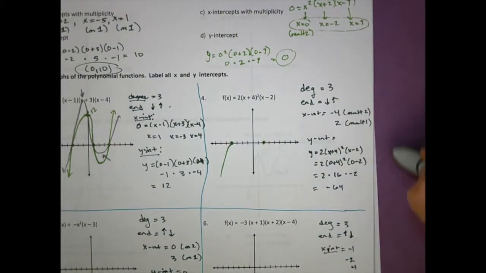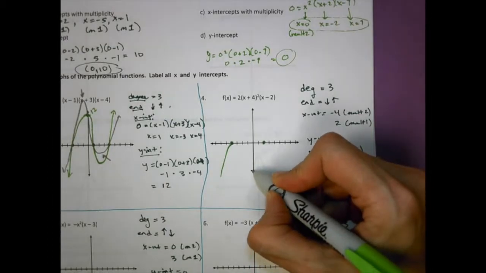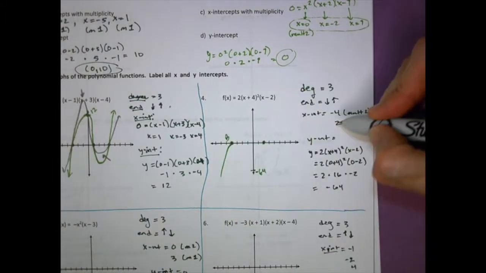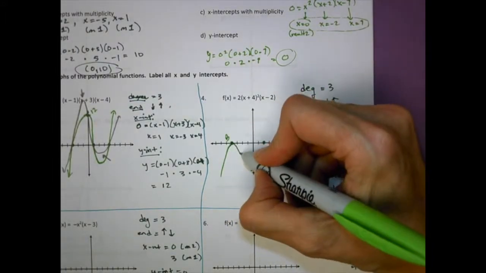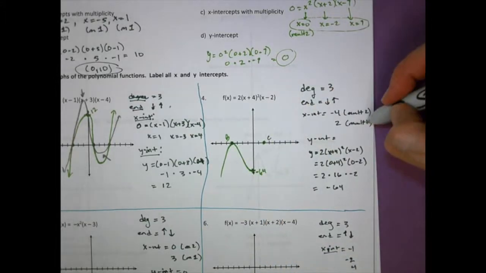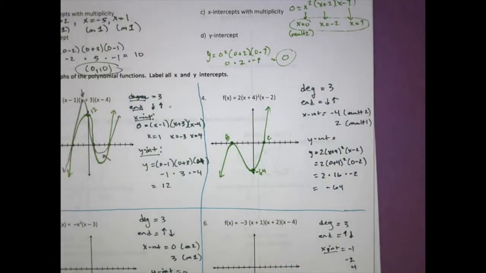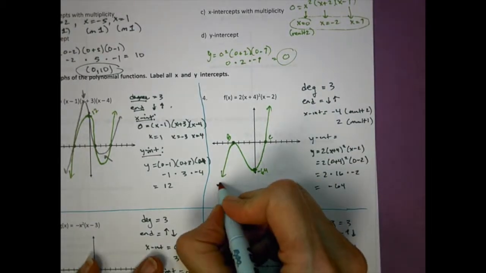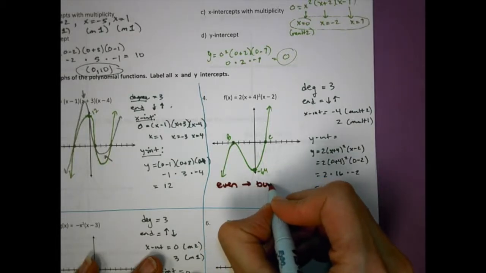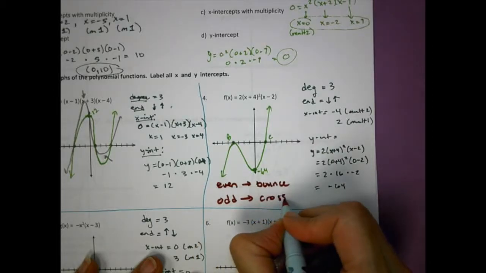Oh, I forgot to put the y-intercept. The y-intercept that I worked out was -64, so very low. I'm just estimating, hey, that looks like -64. And it bounces right here off this multiplicity 2 spot, comes down and hits that y-intercept, and then it's going to cross here because we had an odd multiplicity. And so this would be the graph. So just to remind yourself, an even multiplicity bounces off the x-axis, and an odd multiplicity crosses the x-axis.